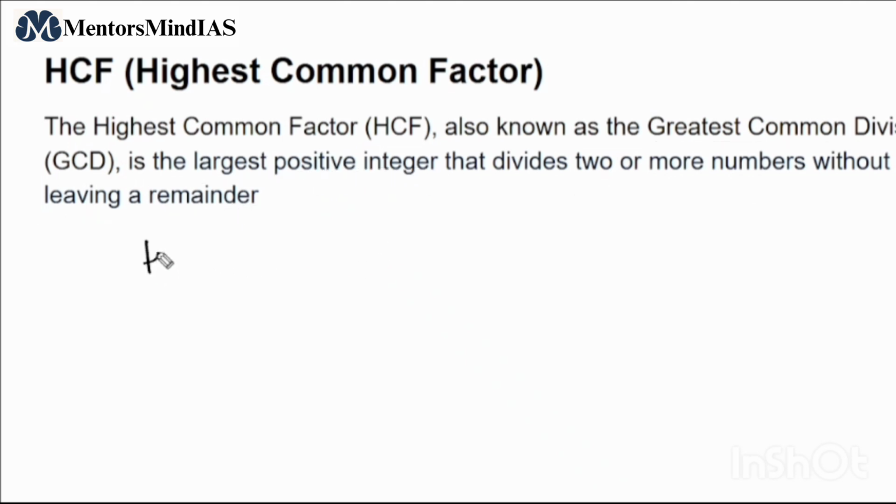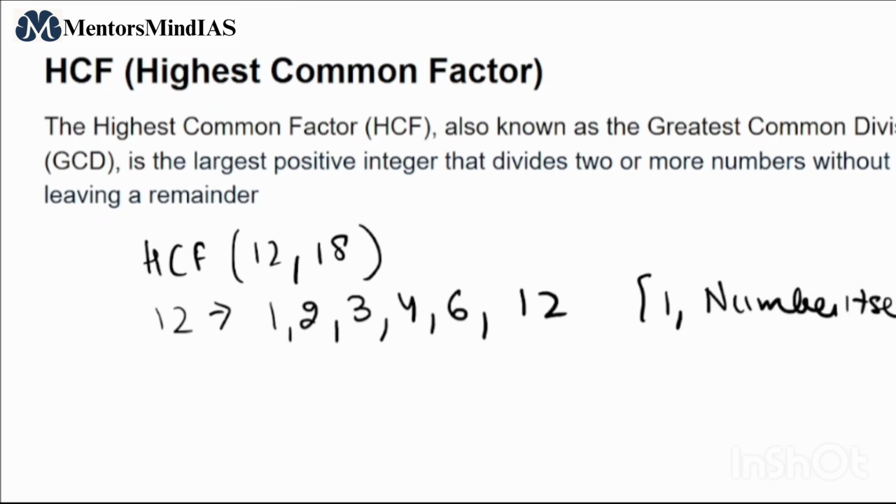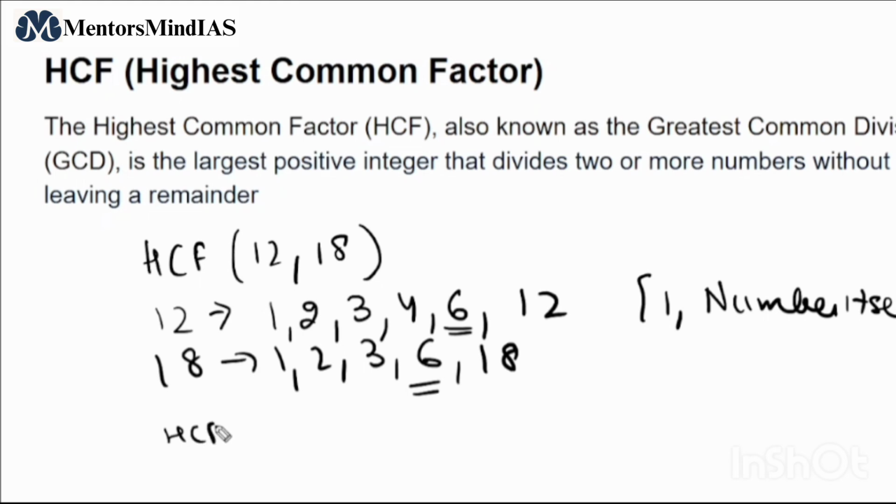For example, if you find the HCF of two numbers, say 12 and 18, you are going to write the factors of 12. These are 1, 2, 3, 4, 6 and 12. 1 and the number itself are factors of every number. Now for 18: 1, 2, 3, 6, 9, 18. So the highest common factor out of these is 6. The HCF of 12 and 18 is equal to 6.